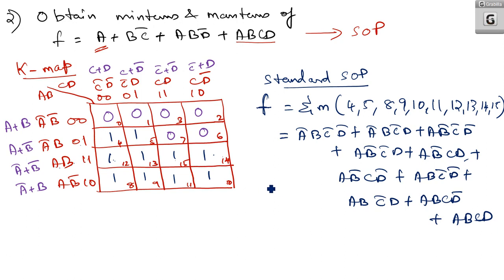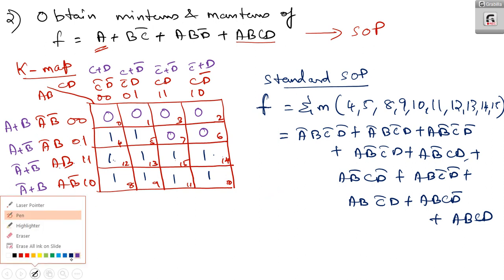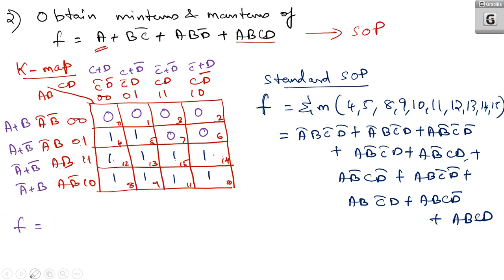Now coming to the standard POS form, you should take wherever you have zeros. So we can write F is equal to Pi, capital M, of 0, 1, 2, 3, 6 and 7.